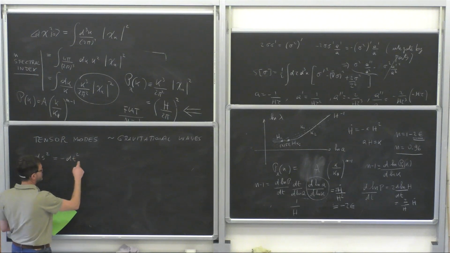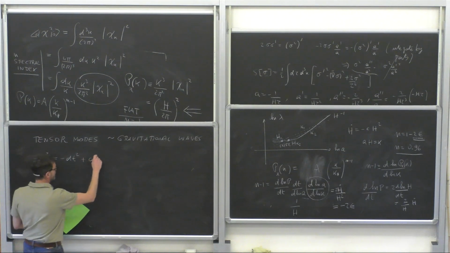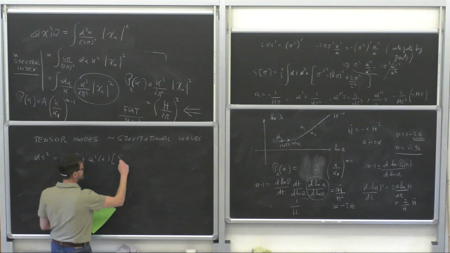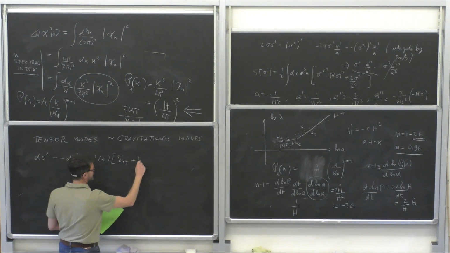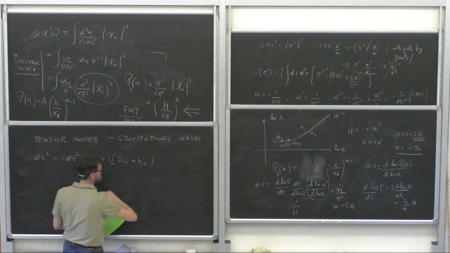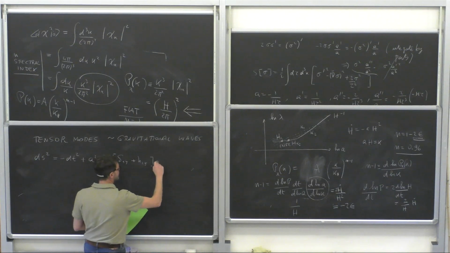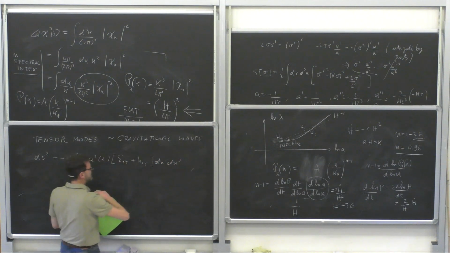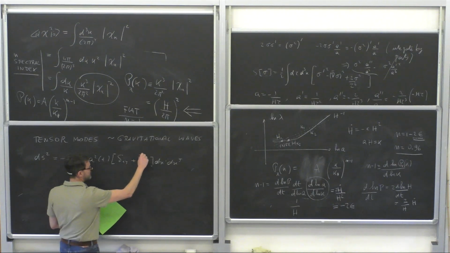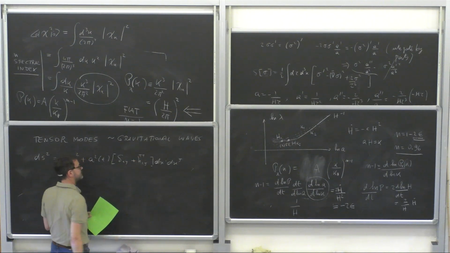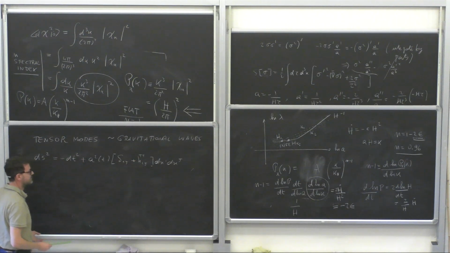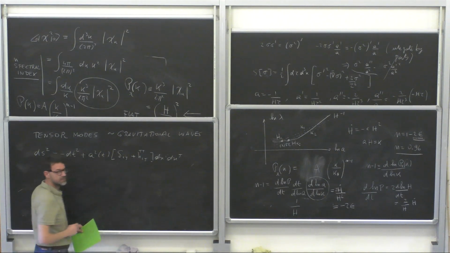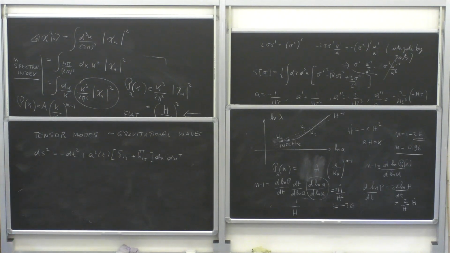Let me go back to the usual cosmic time. So I have a squared of t, and this time, instead of writing dx squared, I have delta ij, and then the fluctuation hij, which are the tensor modes, dxi dxj. Sometimes people put a TT to remember that those are traceless and transverse, but let me not bother about this label for the time being.